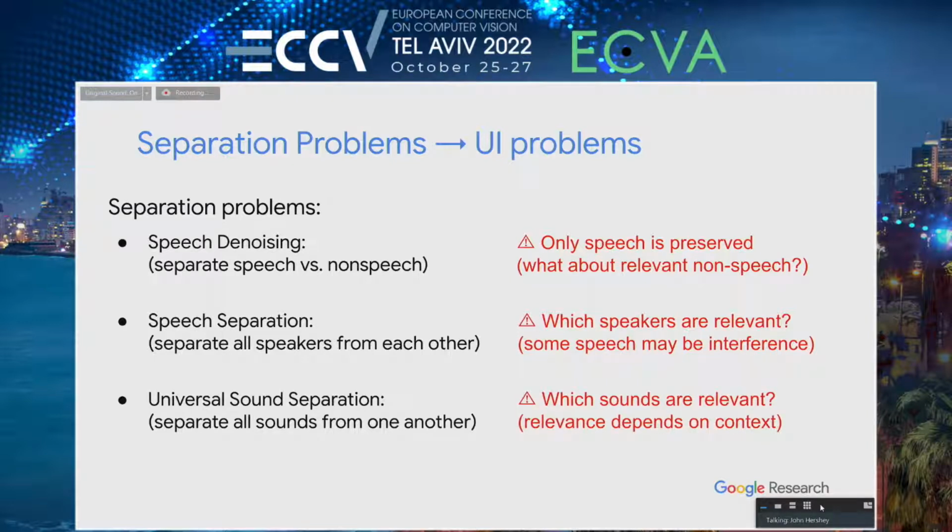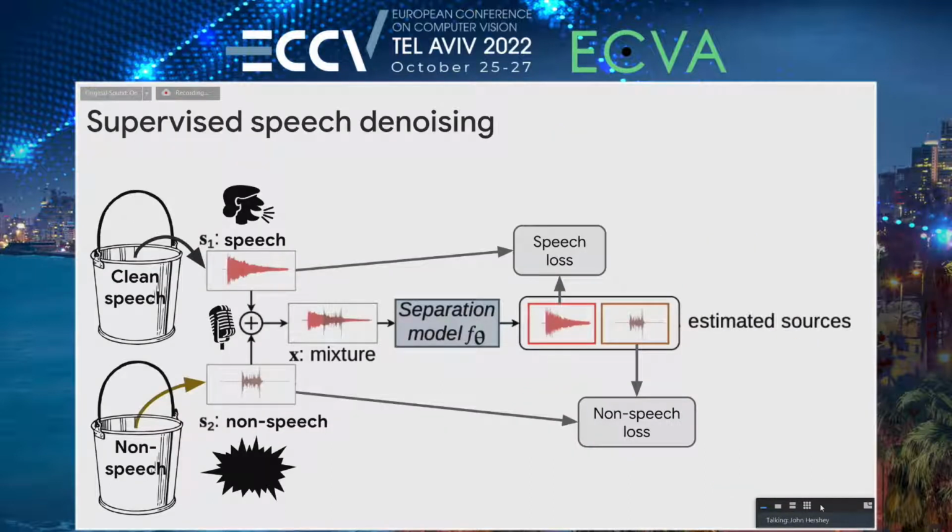And then finally, when you completely open up to what we call universal sound separation, or open domain sound separation, where the task is to separate any sound from any other in the mixture, then you have an even harder problem to decide which sounds are relevant. And the relevance often depends on the context. What is the goal of the user of the system? What are they trying to achieve? Some of the work that I'm presenting deals with these things in different ways.